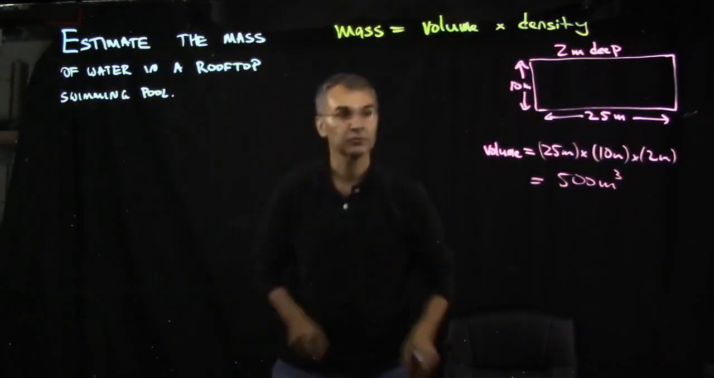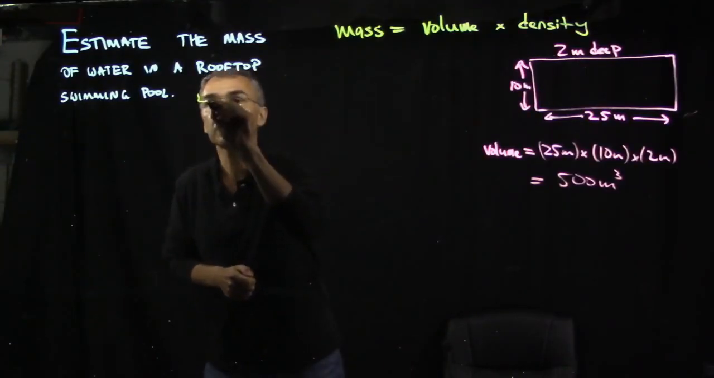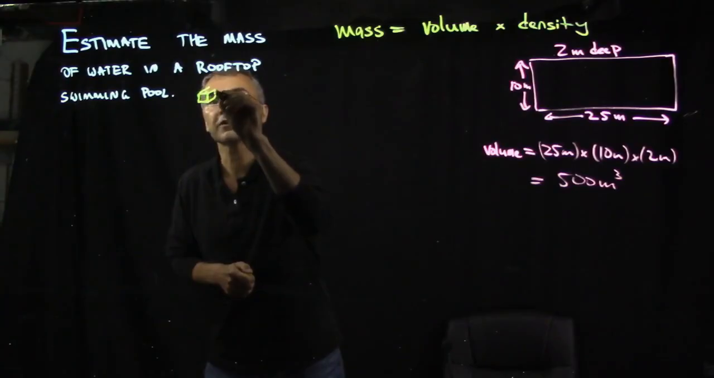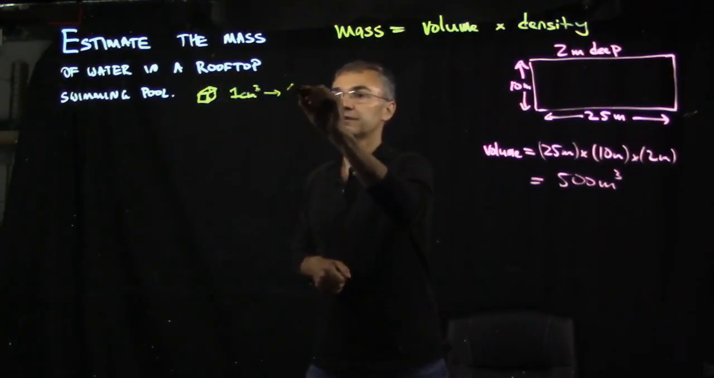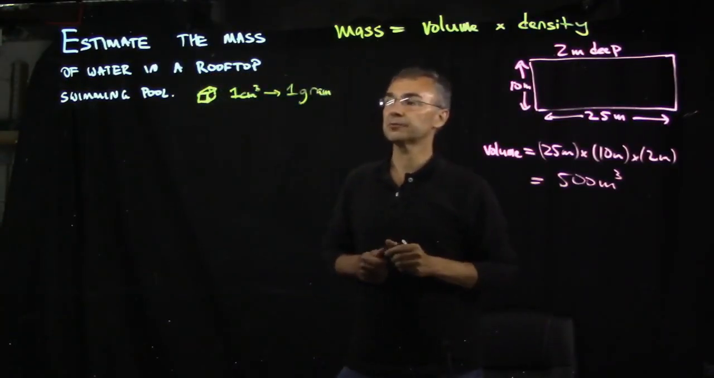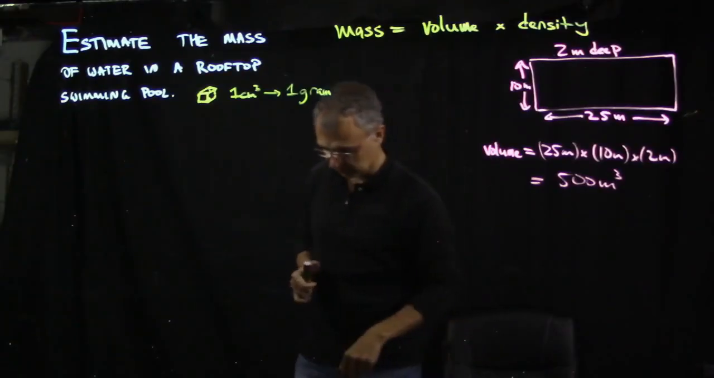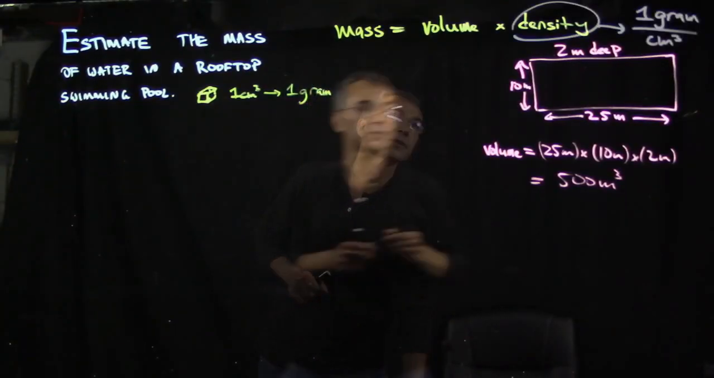What is the density of water? Well, you might remember that if you take 1 cubic centimeter of water, it has a mass of 1 gram. So that's kind of a familiar number from school days. A familiar number for the density of water is 1 gram per cubic centimeter. So we'll use that number.